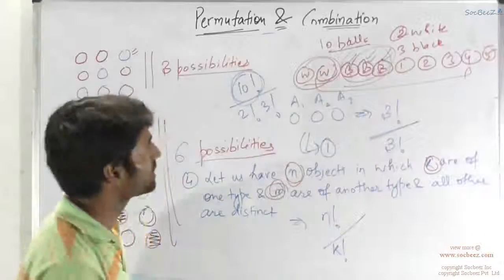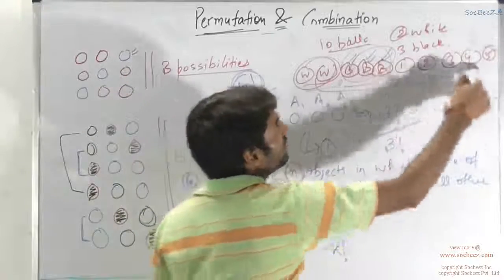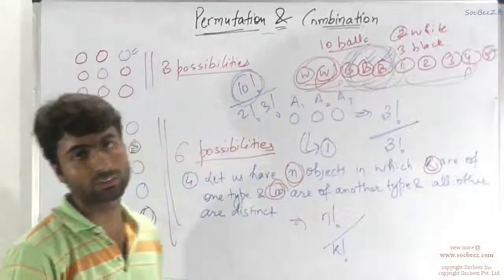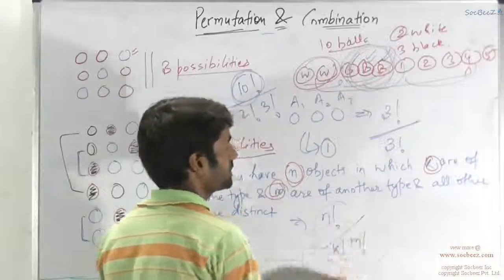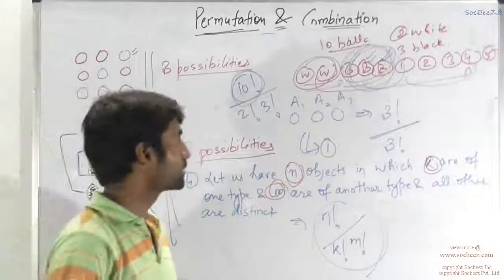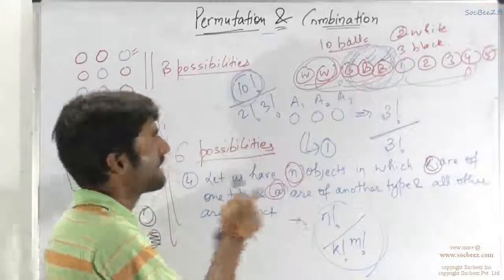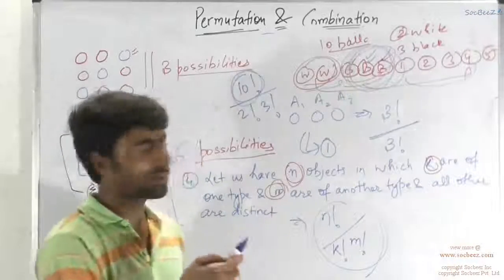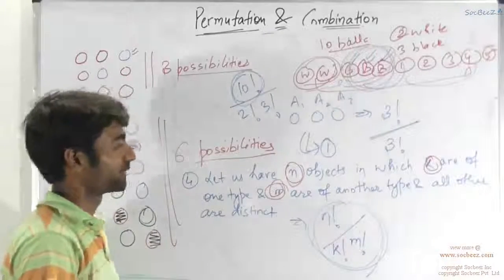There were 6 possibilities according to them. For every possibility of the other 7, there were 6 corresponding to these 3 black balls. So it is divided by m factorial as well. So this is the general formula to find the total number of permutations of n objects in which k are of one type, m are of another type, and all other are distinct. So the total number of ways to arrange them is n factorial by k factorial by m factorial.